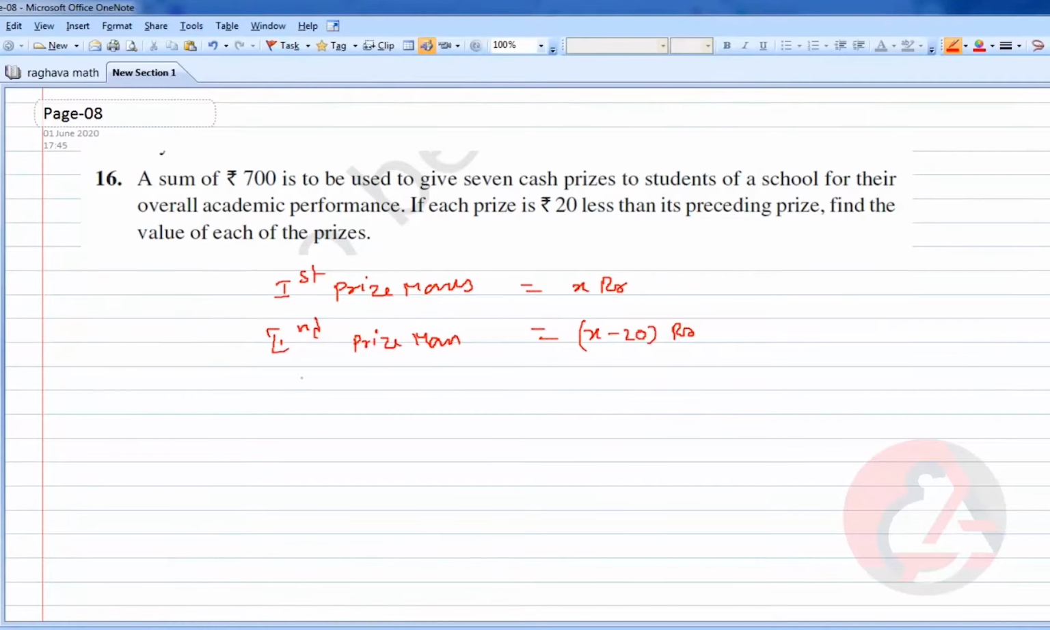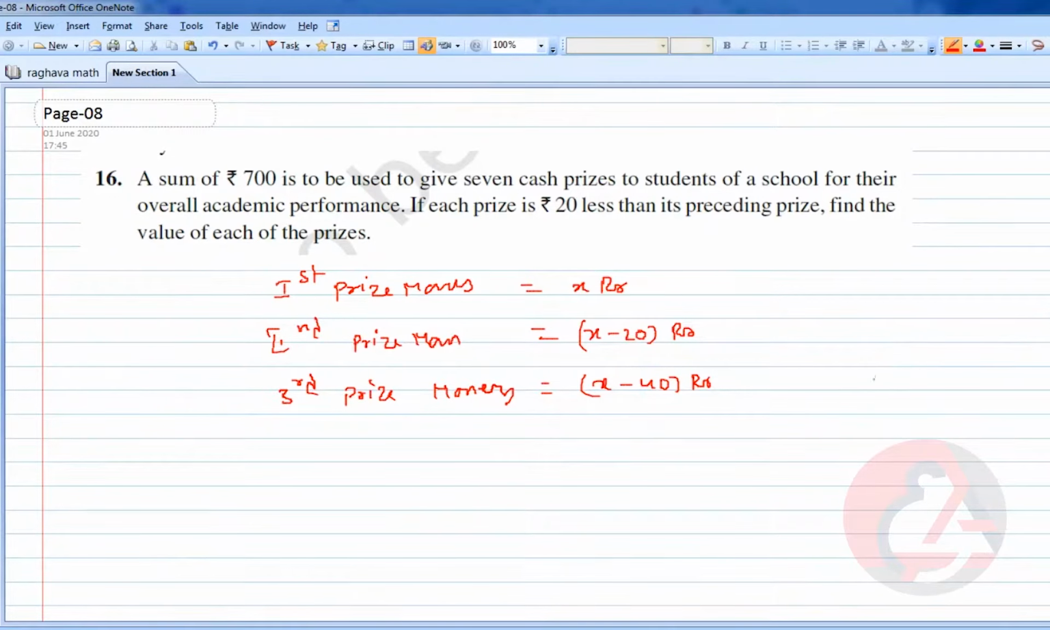Third prize money: X minus 20 minus 20, that is X minus 40 rupees. So like this, if you decrease by 20 rupees each time, only a maximum number of prizes can be given. You can't give so many prizes to each and everyone. So how many prizes can you give? Find the value of each of the prizes.